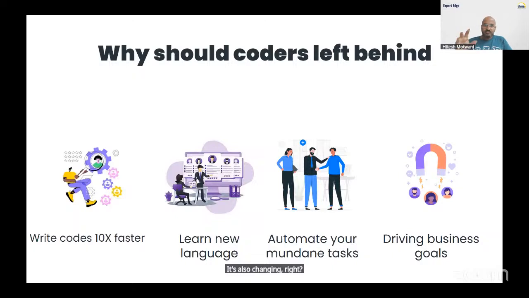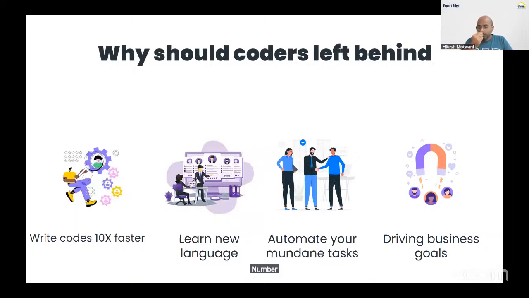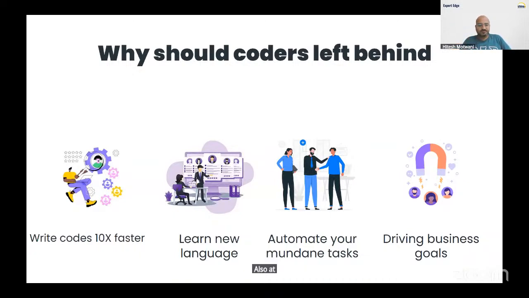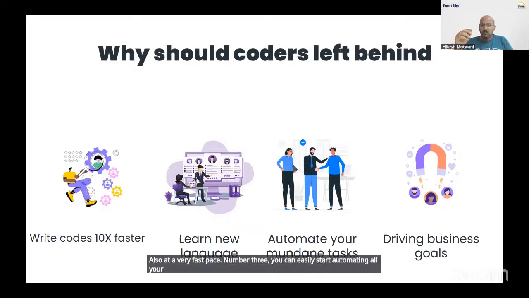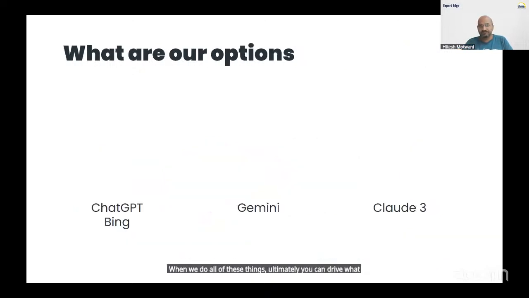Now, why should you consider AI? Because number one, AI can write code almost 10x faster. Number two, forget about coding. You can also learn any language you're not aware of, also at a very fast pace. Number three, you can start automating all your mundane tasks. When we do all of these things, ultimately you can drive what we call business goals, right?